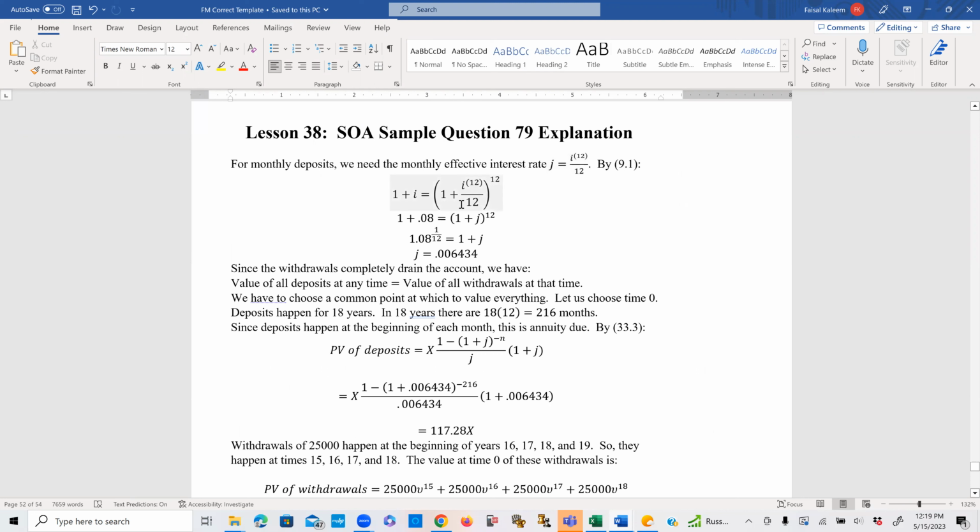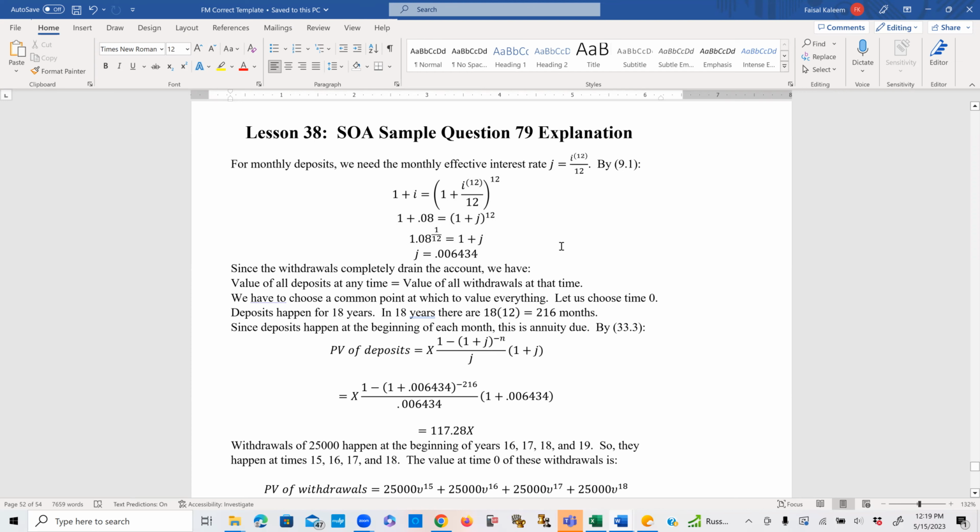By 9.1, we have 1 plus i equals (1 plus i_m over m) to the power m, for any m. In this case, m is 12 since it's monthly. The annual effective rate is i, which is 8%, and i^(12)/12 is the monthly effective rate, which would be J. So you take the power 1/12 on both sides, and then you subtract 1. So J comes out to be 0.006434.